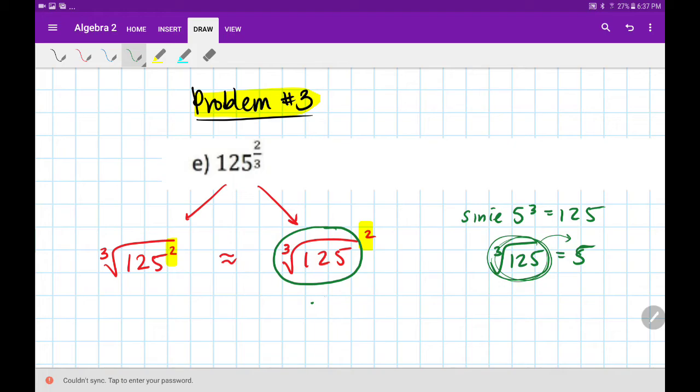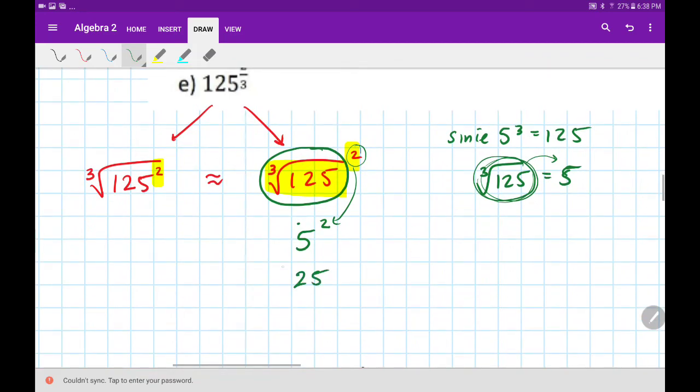Okay, so since I know that the cubed root of 125 is 5, all I have to do in the last step is square it. So I brought down the exponent. And 5 squared is 25, and that's our answer.